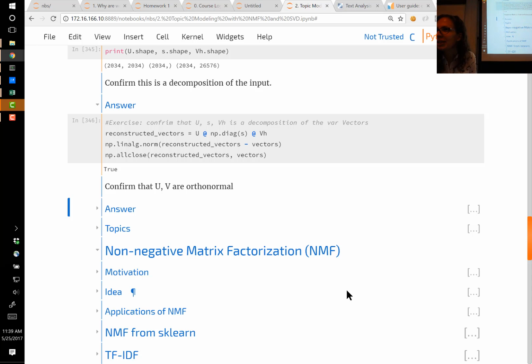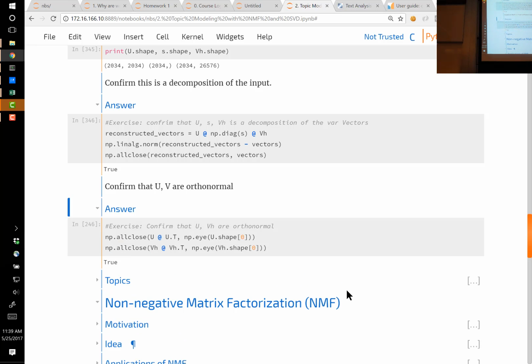All right, does someone want to share their answer, what they did? Okay, thank you. I just stored the matmul of U and U transpose and VH and VH transpose, and then confirmed that they were the identity matrices by multiplying those by a random matrix and using allclose. Exactly. Yeah, thank you.